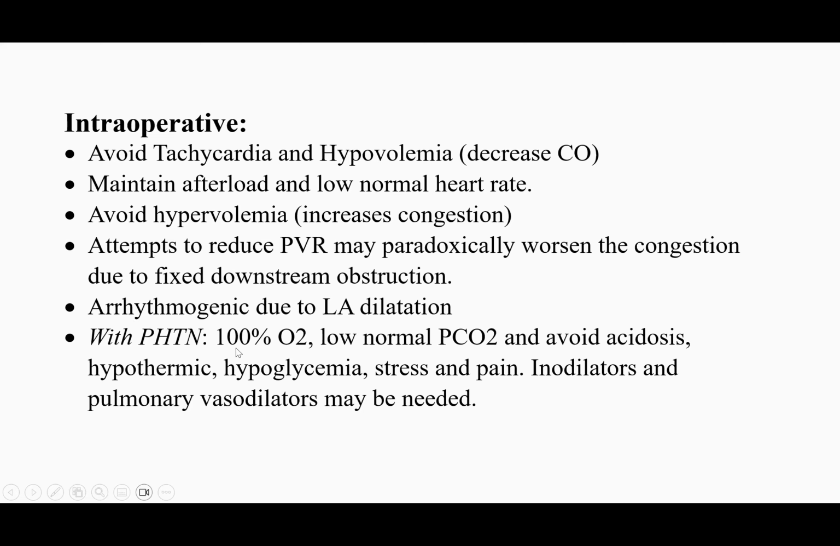With pulmonary hypertension: 100% oxygen, low normal PCO2, avoid acidosis, hypothermia, hypoglycemia, stress and pain. Inodilators and pulmonary vasodilators may be needed. But as we said, in some cases, reducing the pulmonary vascular resistance may paradoxically worsen the congestion. So the best management for these patients is surgical, to correct the pathology. TEE: look for residual gradient across the mitral, iatrogenic significant mitral regurgitation, and arrhythmia after repair.